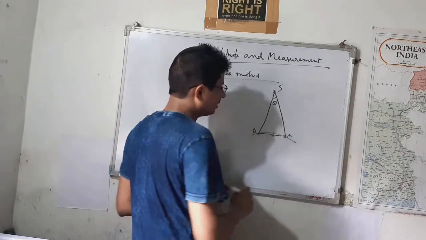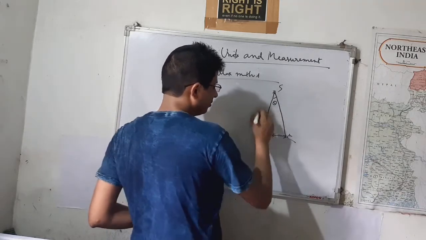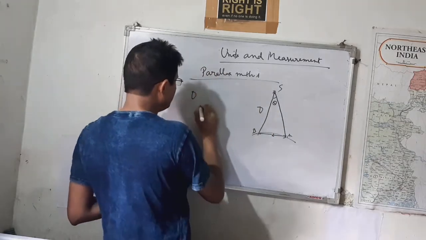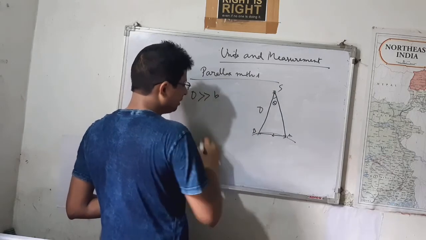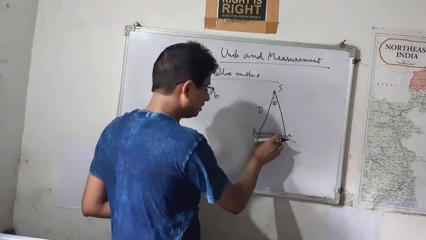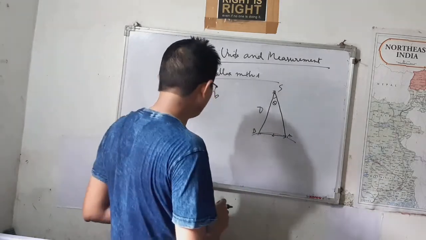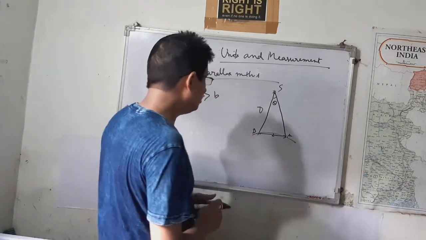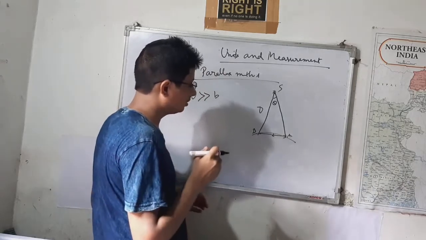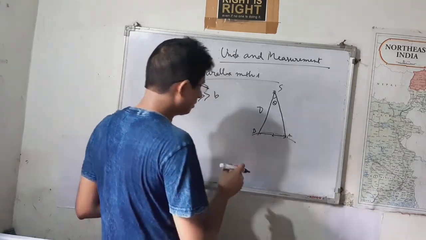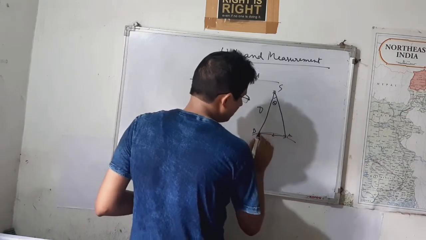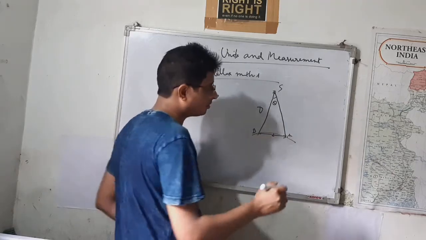Let D be the distance of the star from Earth. If D is very much greater than d, if the distance of the star from Earth is very much greater than the distance between these two observational points, then you can consider D as a small arc.